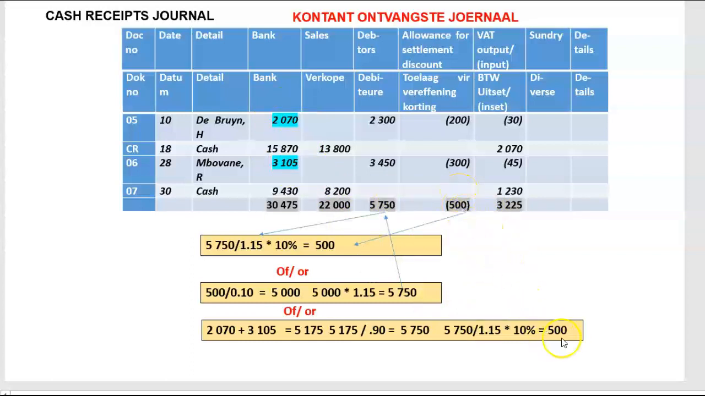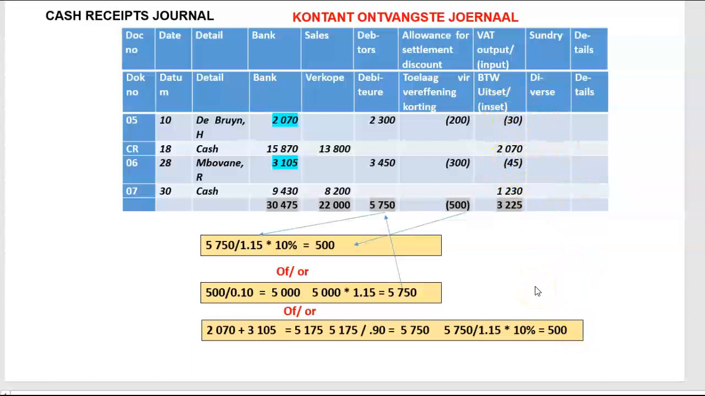Now, obviously, if you have the 500 Rand, you would have had the VAT applicable on the 500 Rand as well. It's the 30 and the 45. The 500 Rand times 15% equals 75. And there you should see it in those books.